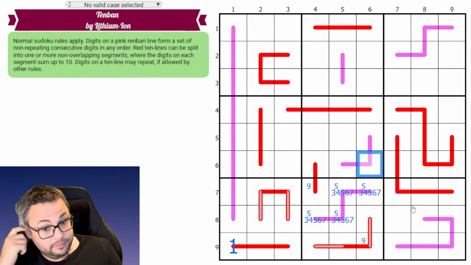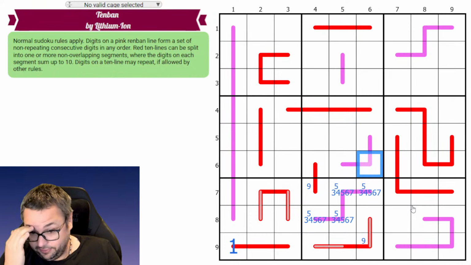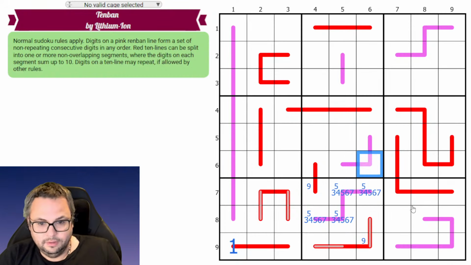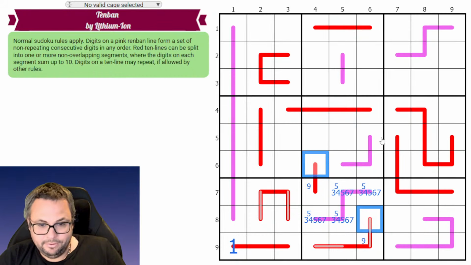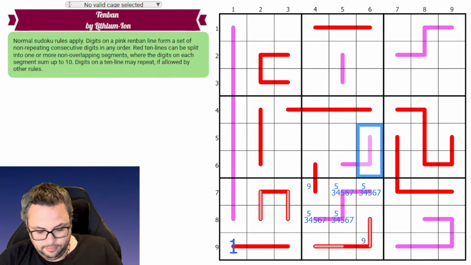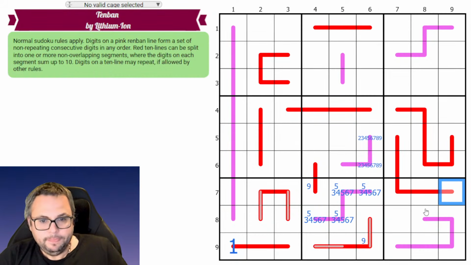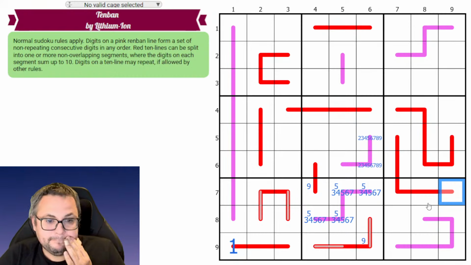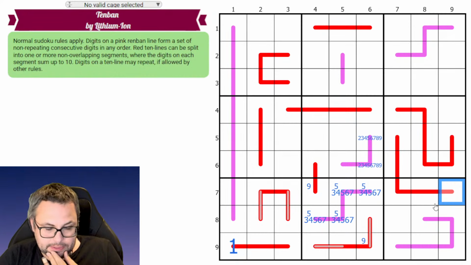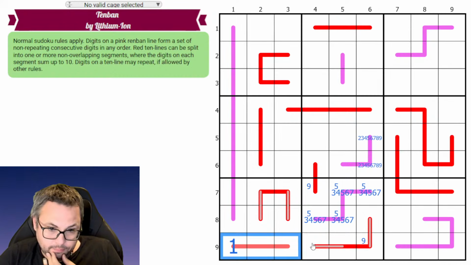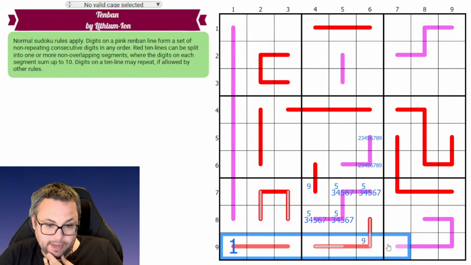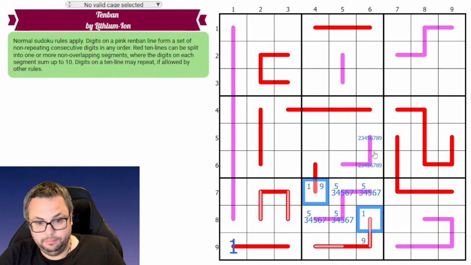Okay, so got the 3, 4, 5, 6, 7 thing going on. So one of these two cells is a 1. So these cells aren't 1. There is a 1 in this box somewhere. It's in one of these two.